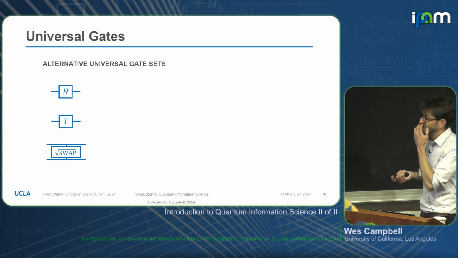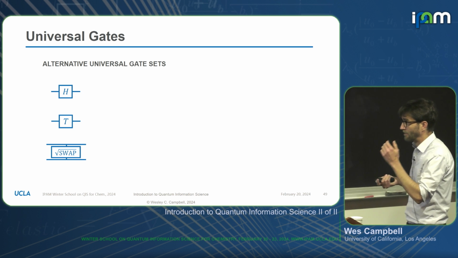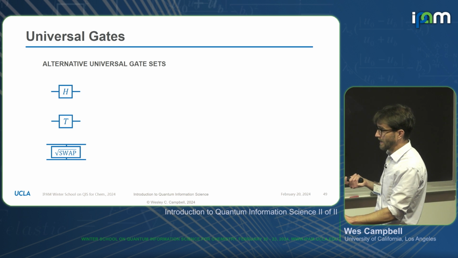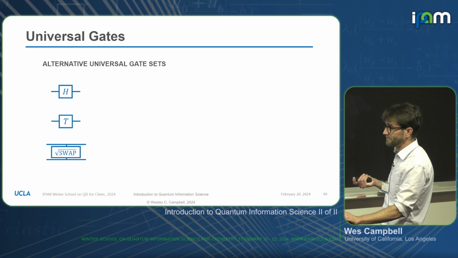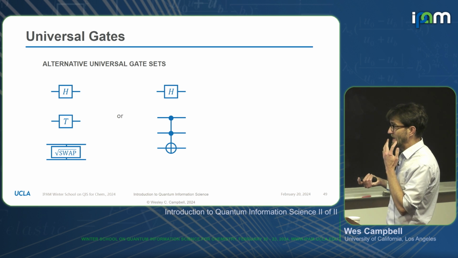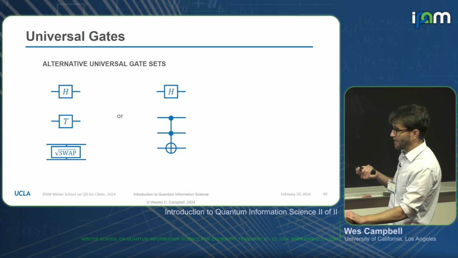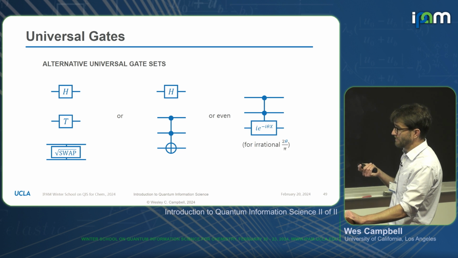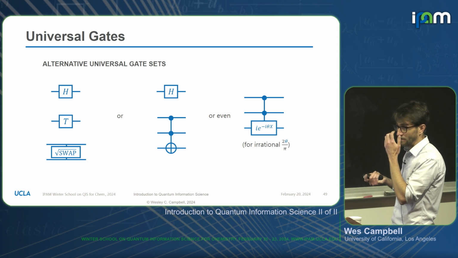Alternative universal gate sets exist. For instance, you could have a Hadamard, a T-gate, and square root of swap. You can have a Hadamard and a Toffoli. Or it turns out that you can even do everything with just a Deutsch gate, as long as 2 theta over pi is irrational.